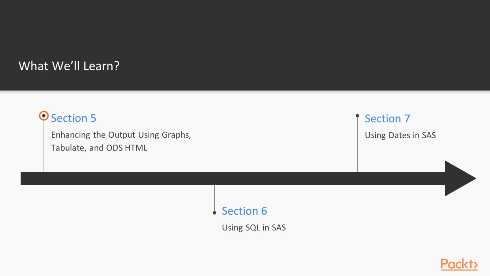Here we would be learning about titles, labels, ODS, HTML, graphs, and the tabulate procedure. Section 6 is on using SQL in SAS. Section 7, which is on using dates in SAS.